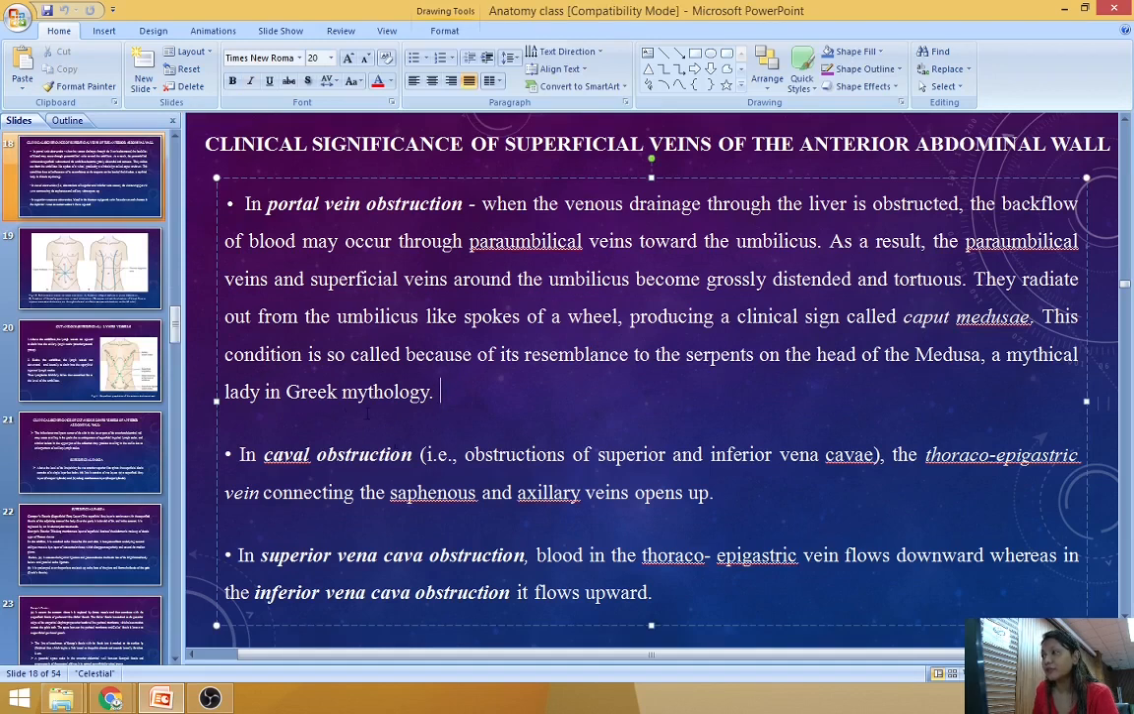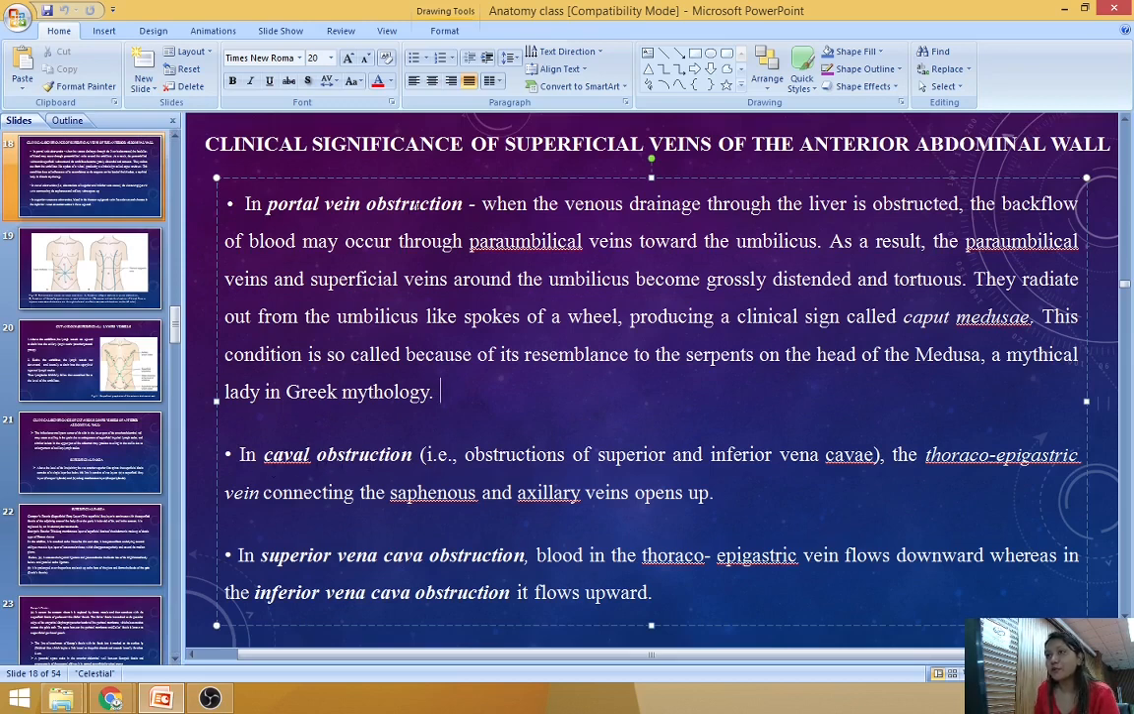lady in Greek mythology. So in Greek mythology, there is a character who is known as Medusa. Have you heard of her name? Medusa's head. You have heard or not? So Medusa is a lady, and in her head you have different snakes. Earlier in Cartoon Network also we could see Medusa, her head has lots of snakes. So snakes are coming out from the head. That's why the name caput medusae has come from her, because the veins are radiating from the umbilicus.